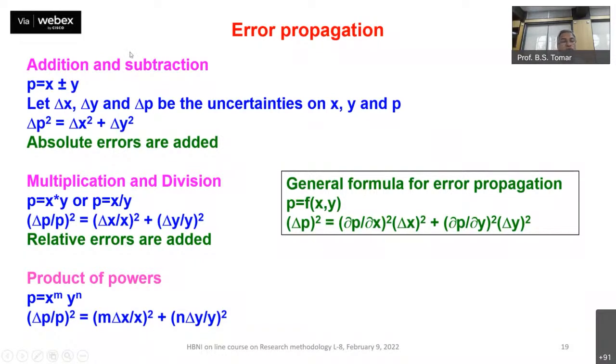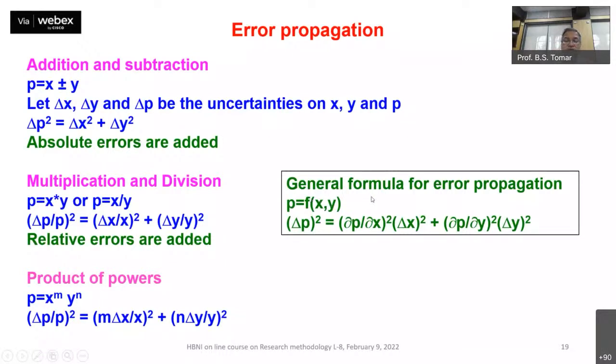Now, all these formulas have come from a general formula for error propagation. Those who are in physics and mathematics probably know it already. If you have a quantity measured, which is a function of multiple quantities, like f of x, y, z, and so on, then the general formula for the error on this p is delta p squared equal to (del p by del x) squared, delta x squared, plus (del p by del y) squared, delta y squared, plus so on. So essentially, these are the derivatives.